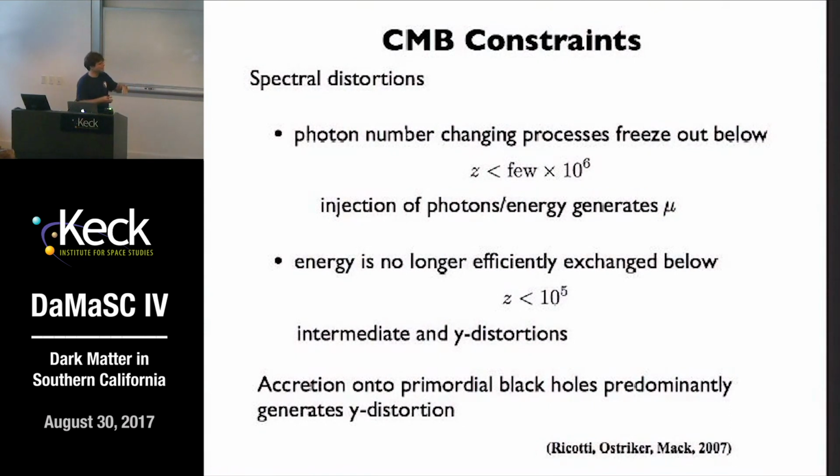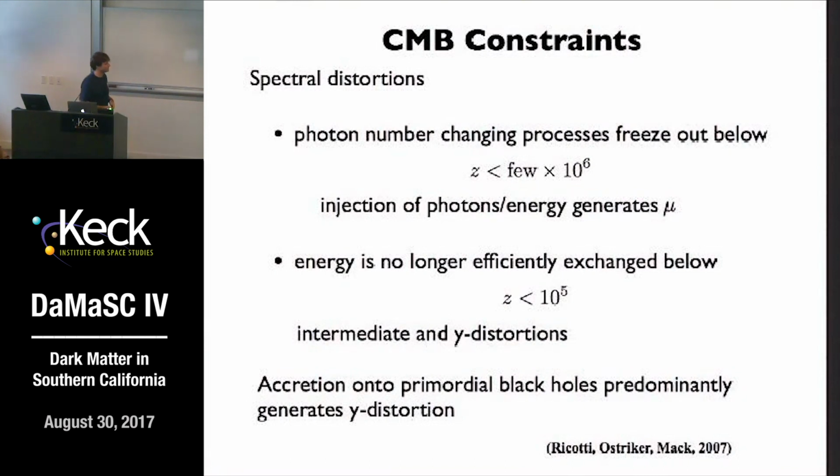So if the temperature is much below the mass, then eventually you're no longer exchanging energy efficiently. This happens at around 10 to the 5 if you plug in the numbers. And so at that point, you're also no longer generating a Bose-Einstein distribution. You just end up with intermediate and Y distortions, also recombination lines, etc.